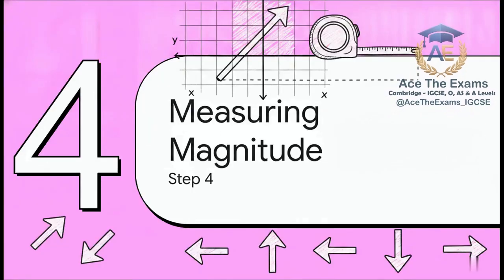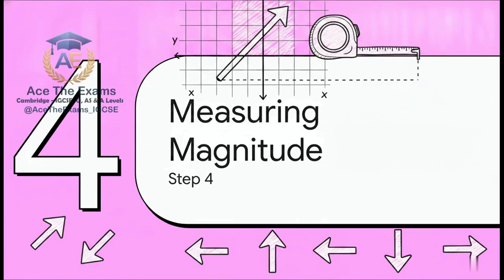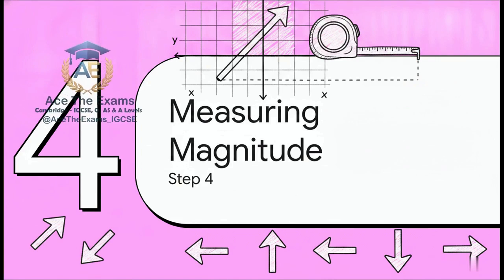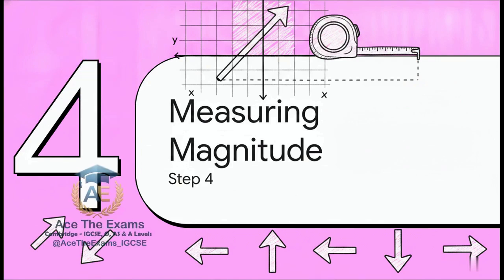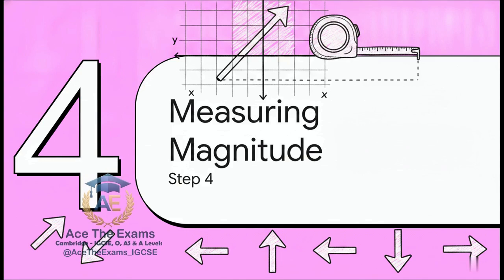Step 4, measuring vector magnitude. Okay, so we know how to move and combine paths, but how do we measure the exact physical length of that movement? We've talked about how to move left, right, up, and down, but what if you need a tape measure to find the exact length of that diagonal arrow drawn on your grid?